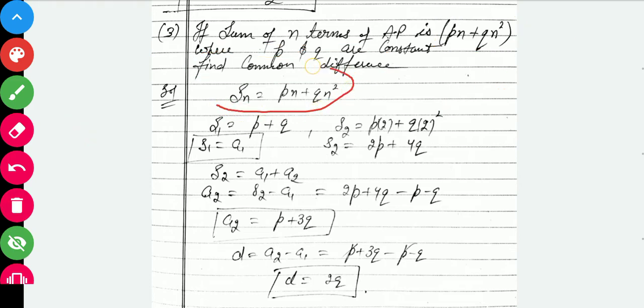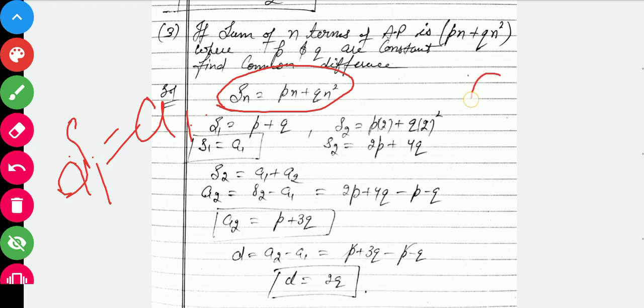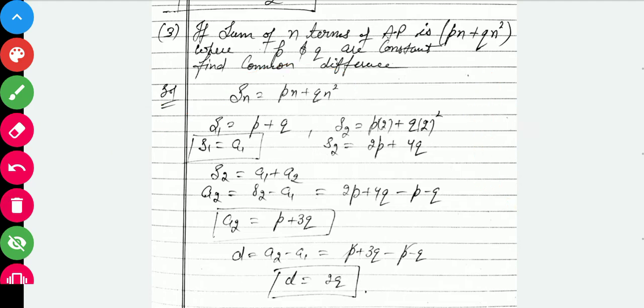So Sn is given to you. Put the value of n equal to 1. We will get S1. And you know S1 is equal to A1, because the sum of only one term is equal to the first term. So first term is equal to S1. Clear? So put the value of 1 here, we will get A1, the first term. Clear? Put n equal to 2.